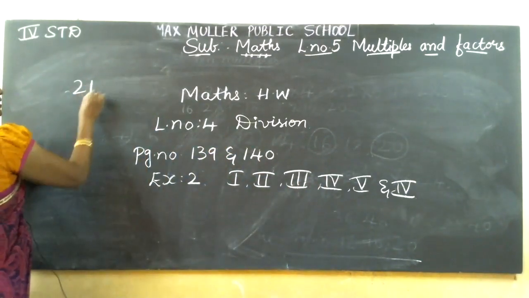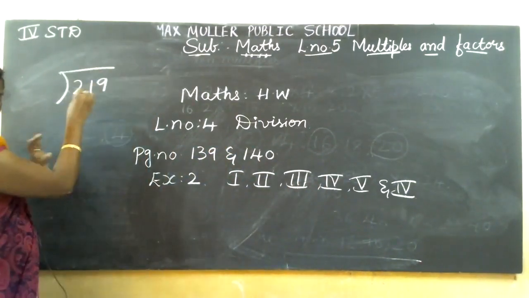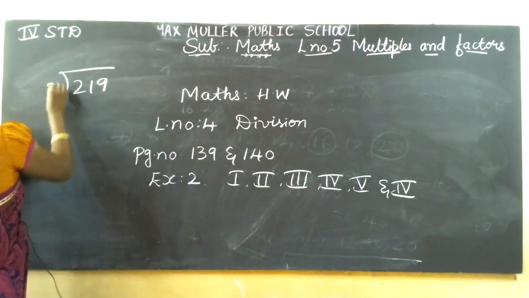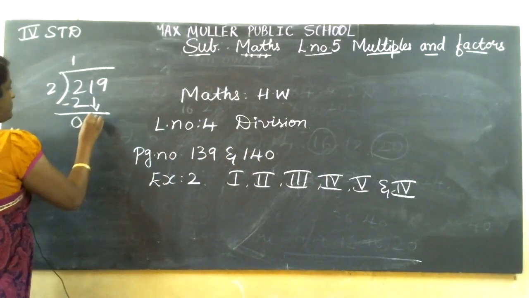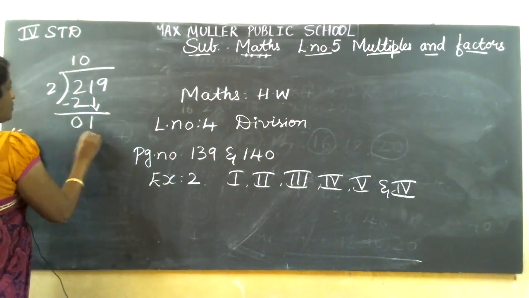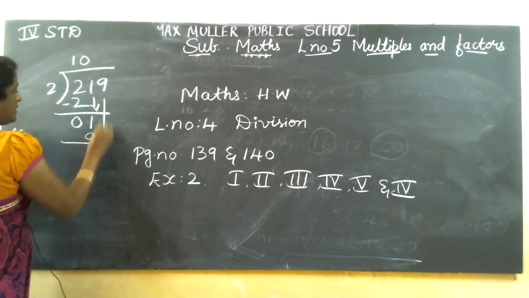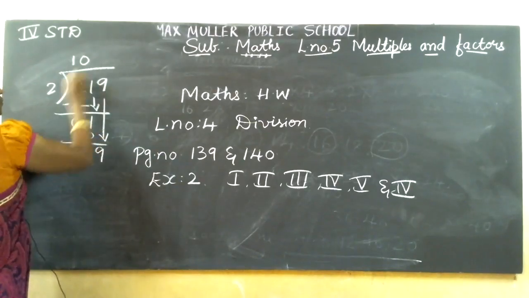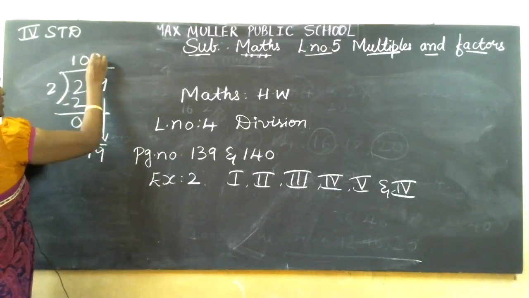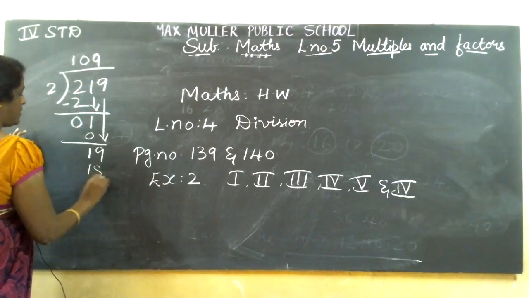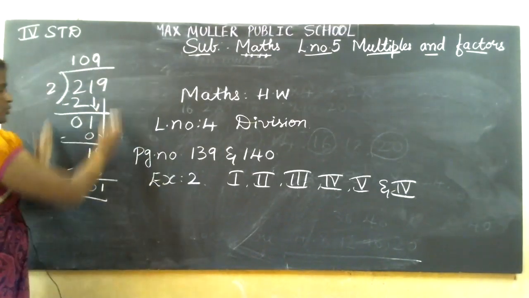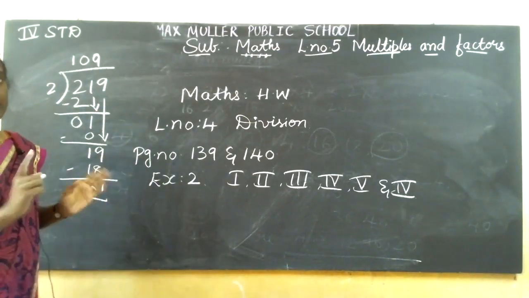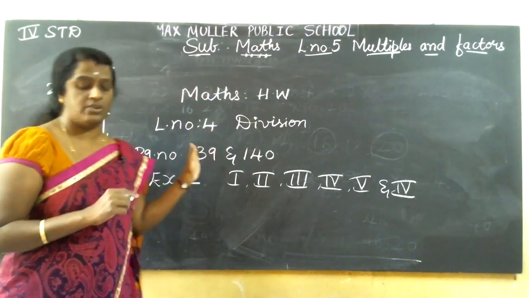It is 219. Which table? 2. 2 ones are 2. 0. Bring down 1. 2 zeros are 0. Here 1. Bring down 9. 2 nines are 18. 1 0. So like this you should do the sum. Don't write direct answers. Do the sum, children.